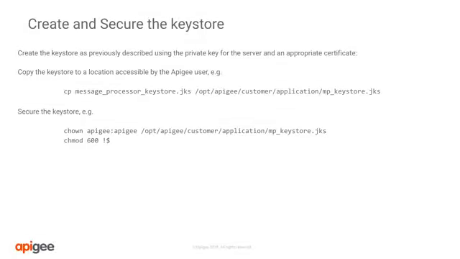A key store should be created as previously described, containing the private key for the server and an appropriately signed certificate. The key store should be copied to a location accessible by the Apigee user. In this example, we are copying it to the customer application directory and the Apigee installation directory. By doing this, we are following the pattern of placing all our custom configuration in a single place. Once the key store is copied, the owner and group should be changed to Apigee and the permissions changed appropriately.